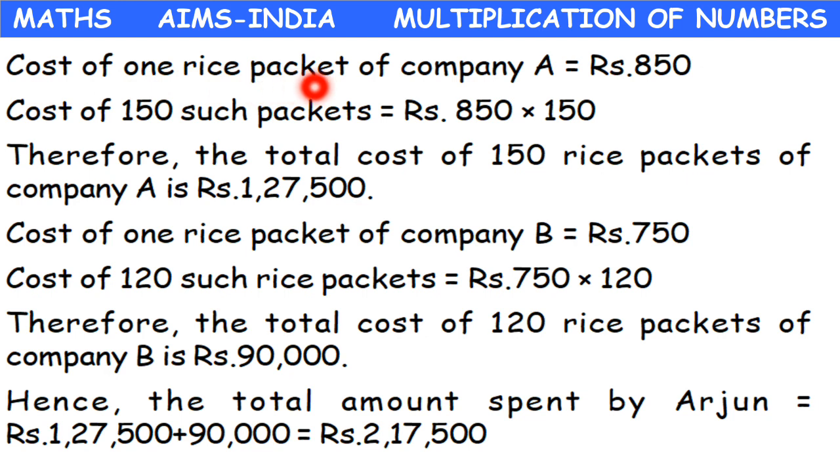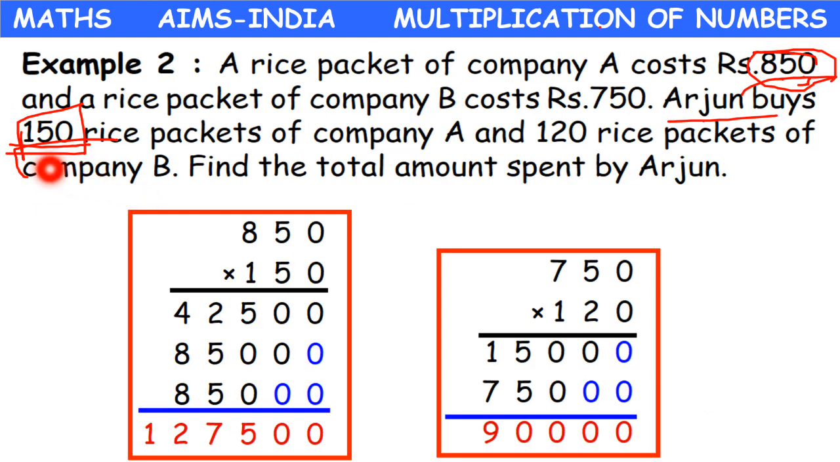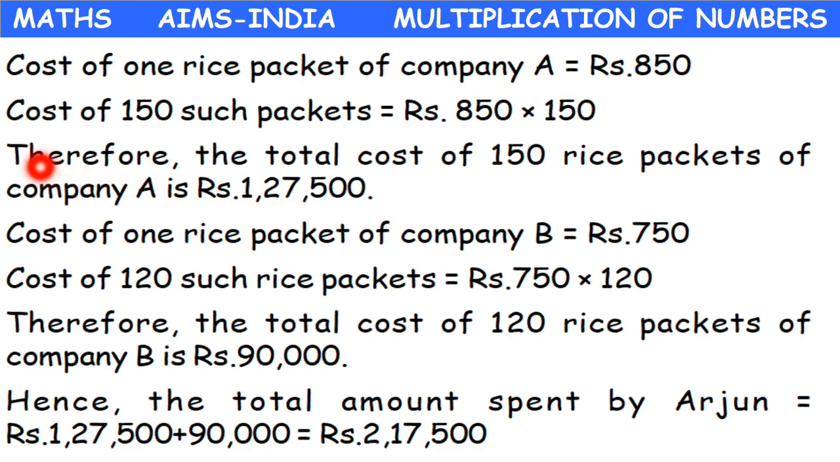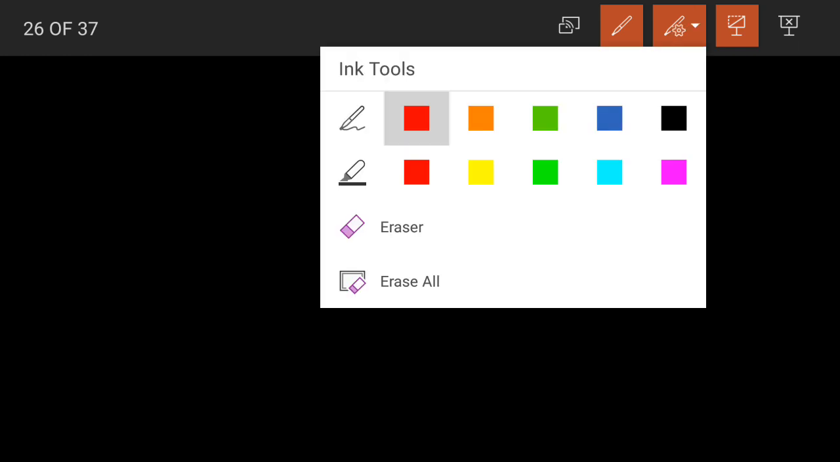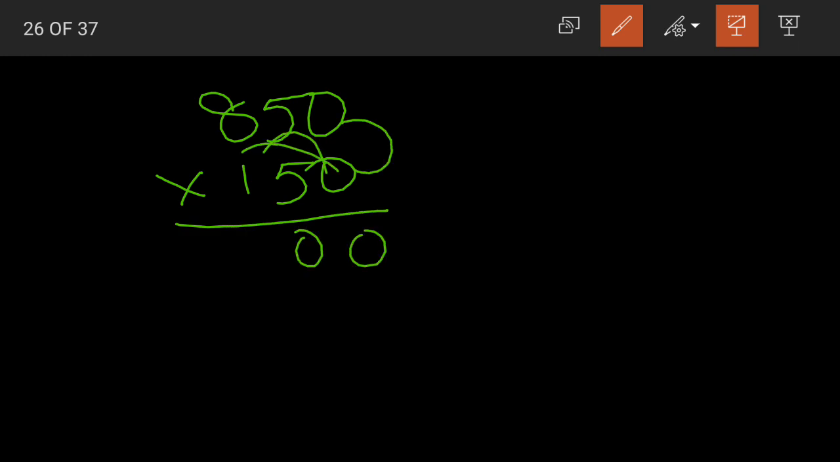So first, cost of one rice packet of company A is 850 rupees. And how many did he buy? He bought 150 packets. So cost of 150 such packets is equal to how much? 850 rupees into 150. We need to multiply. Yes, 850 into 150. 0 zeros are 0. Again 0 5s are 0. 0 8s are 0. Yes, children.